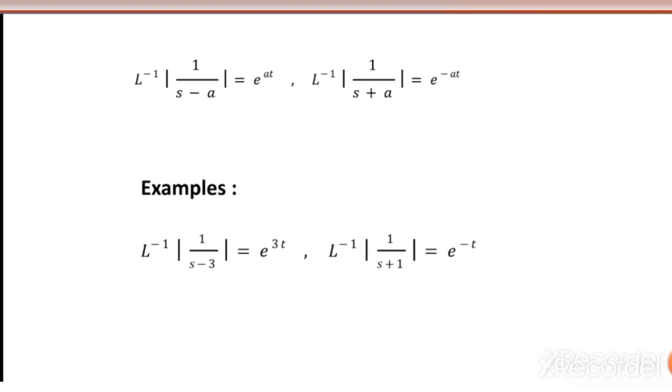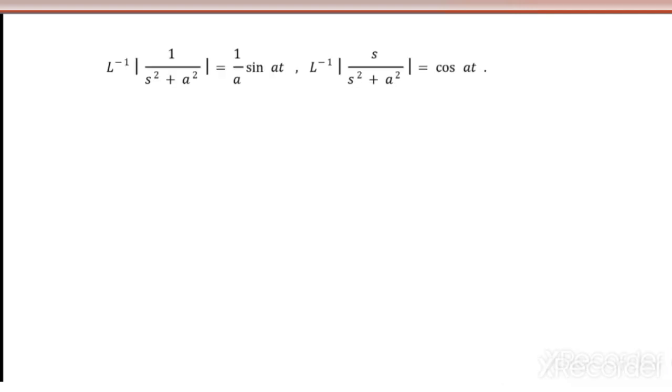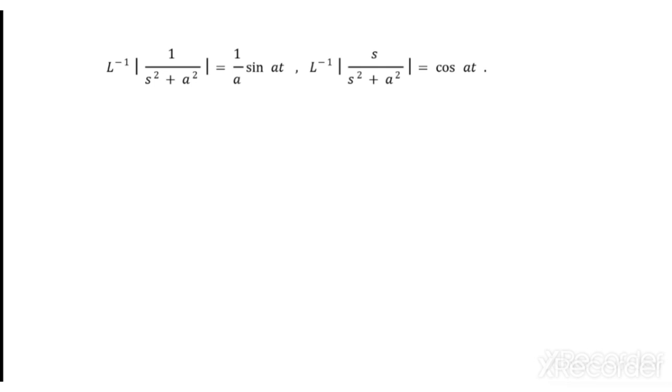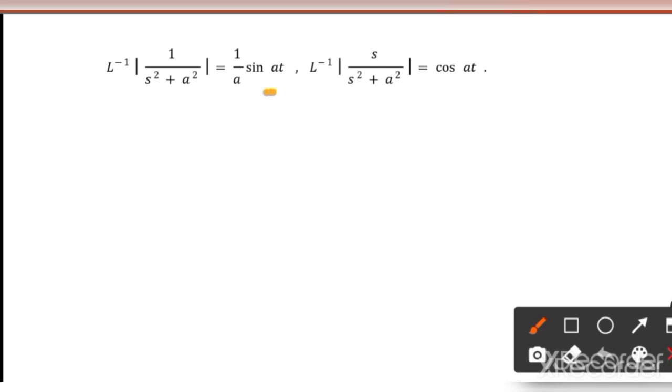Similarly, for the trigonometric functions, I can have L inverse of 1 over s square plus a square, that is 1 over a sin at. Earlier, the Laplace transform of sin at is a by s square plus a square. So L inverse of a by s square plus a square is sin at. But the standard format is 1 over s square plus a square. Since a is a constant, you can take it out, so it comes as 1 over a sin at. Similarly, L inverse of s by s square plus a square is cos at. If I have a minus sign, s square minus a square, or s by s square minus a square, it leads to hyperbolic functions.